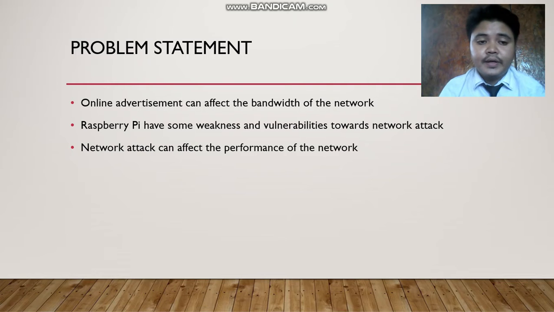Second is Raspberry Pi. Raspberry Pi has some weaknesses and vulnerabilities to a malware attack. This can be proved when the configuration of the Raspberry Pi is default. It means that there is no firewall, no other security measurement to the Raspberry Pi during the configuration. Third, the network attack, such as the DOS attack, brute force, and others, can affect the performance of the network.